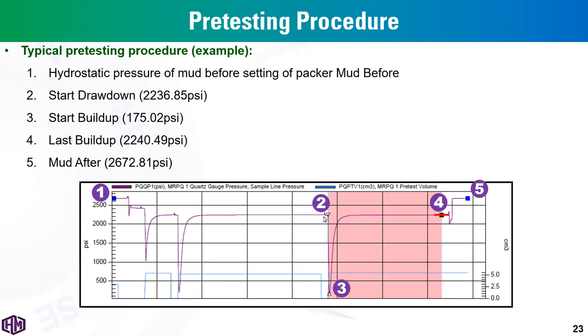And at this point, we start the drawdown, pumping a small amount of drilling fluid, and then at this point we stop pumping and start build up. From this build up pressure profile, you can get a proper estimation of the average reservoir pressure if we have a valid pretest. The validity of pressure measurements is based on the reservoir mobility and the stabilization in pressure with time. And at this point, we have the hydrostatic pressure after unsetting of the packer.